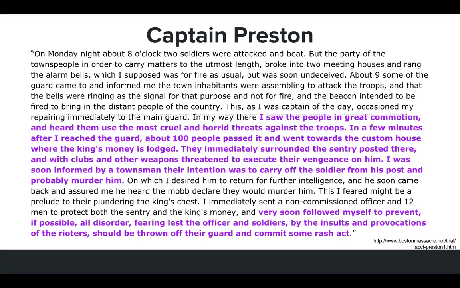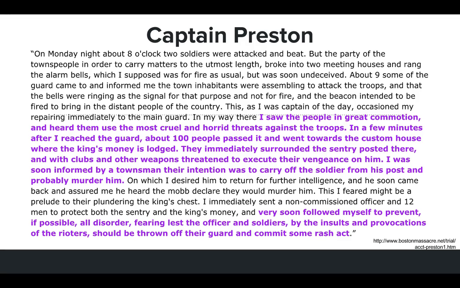So he's pretty much saying there that when he arrived at the scene, his intention was to calm both the soldiers and the Boston mob, to make sure that no rash act was committed. Unfortunately, that doesn't occur because the Boston Massacre actually happens, but it's an interesting insight into Captain Preston's mind. He's actually going in acknowledging the fact that it was a very tense moment.